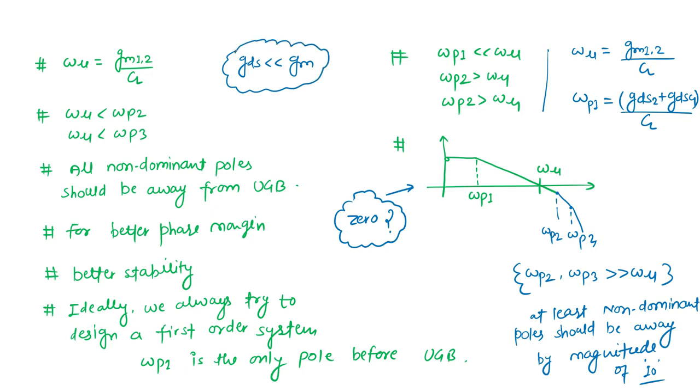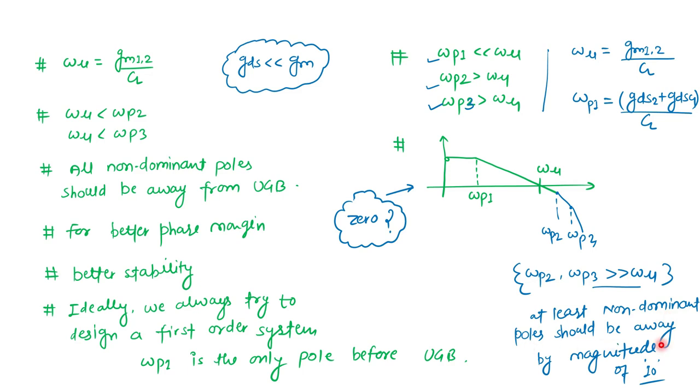From that viewpoint, we can see omega p1 is much smaller than omega u, and omega p2 and omega p3 are away from this omega UGB. So this is our expectation. Rather, I should say they are far away because they are contributed by the parasitics. I am again and again focusing on this thing here.